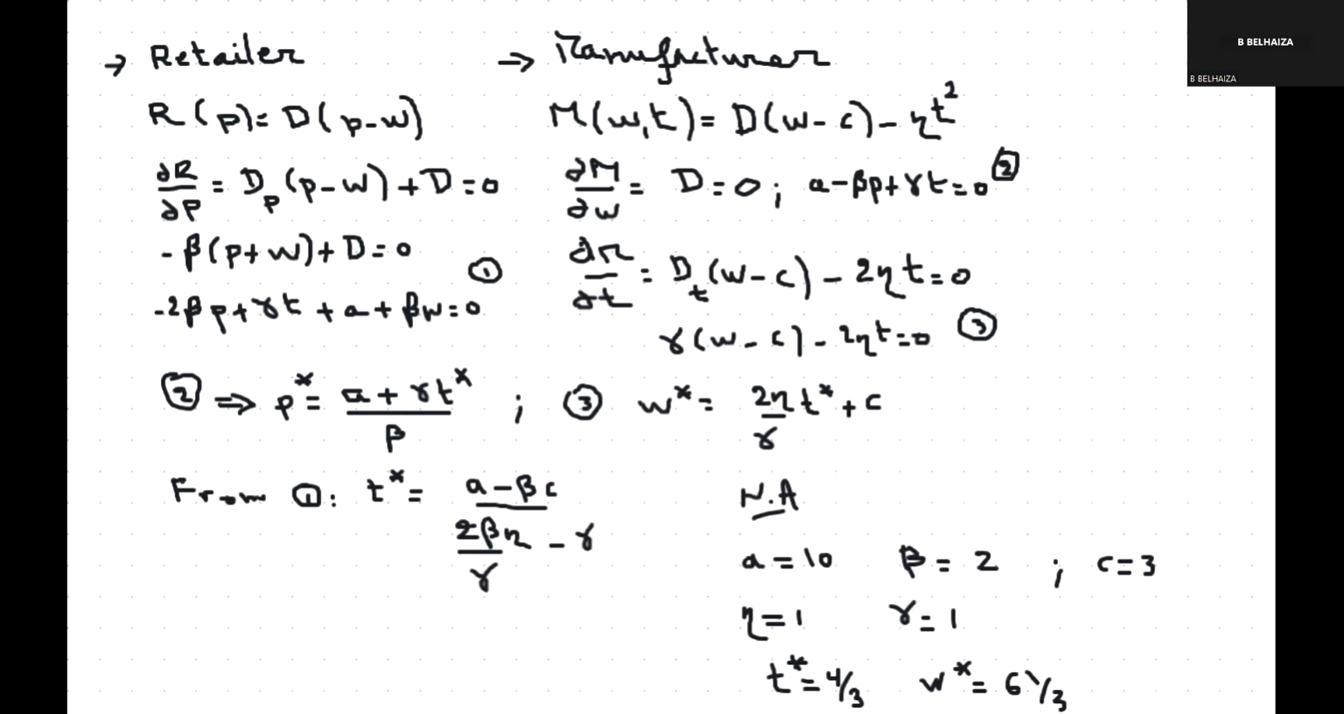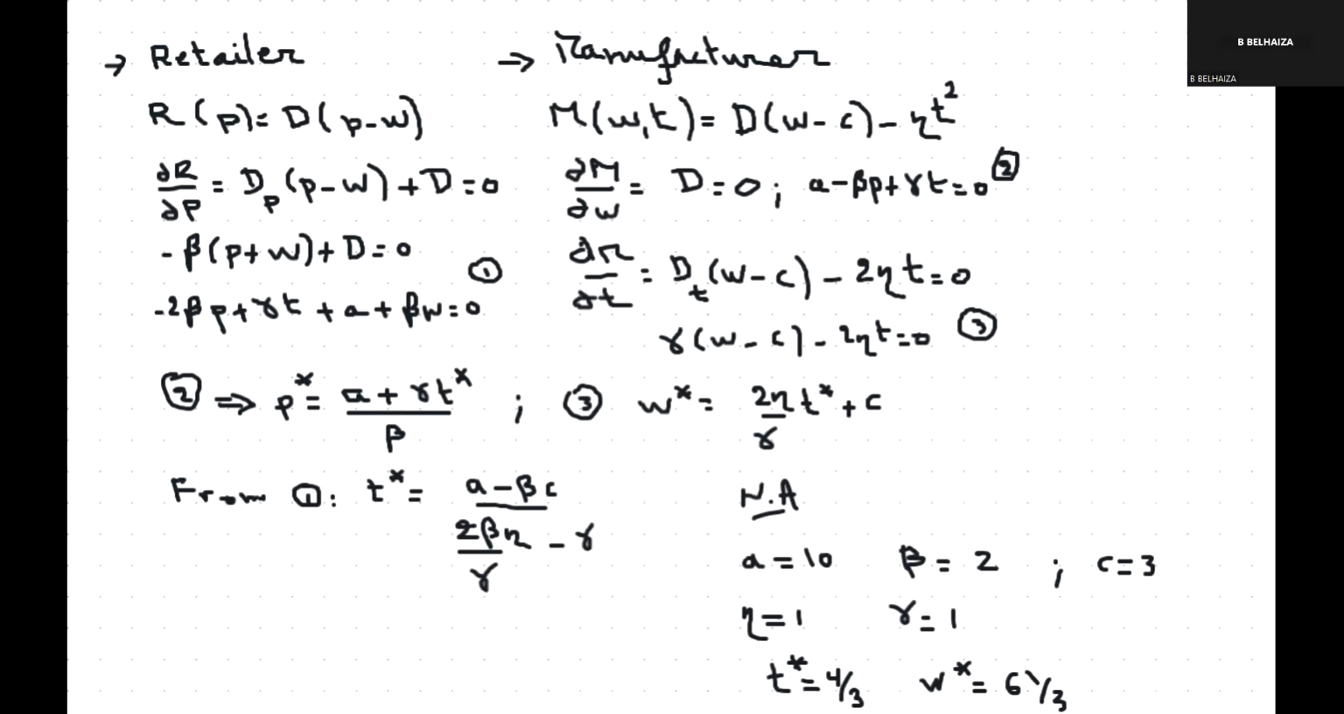The derivative of the manufacturer's profit with respect to T will give you the differential of the demand with respect to T times W minus C minus 2 eta T equals 0. The differential of the demand with respect to T is gamma, so gamma times W minus C minus 2 eta T equals 0. That's my third equation. Now, if you want to solve these three equations 1, 2, 3 simultaneously, one way to do it is to go backwards. From 2, you extract that P star, which is the Nash equilibrium solution, is equal to A plus gamma T star over beta.